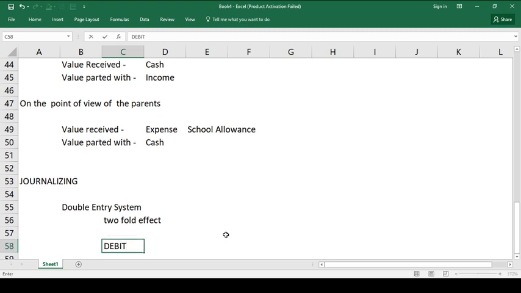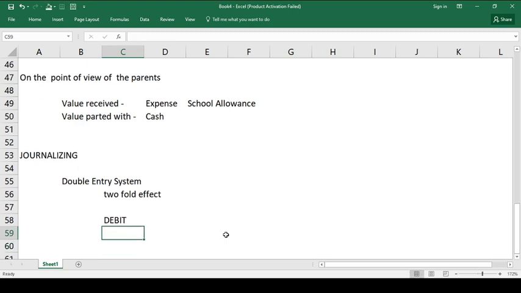Palagi pong may debit and credit. Take note, ha, palagi pong may debit, palagi may credit. That's the twofold effect of the double entry system. Palagi pong may debit, palagi pong may credit.